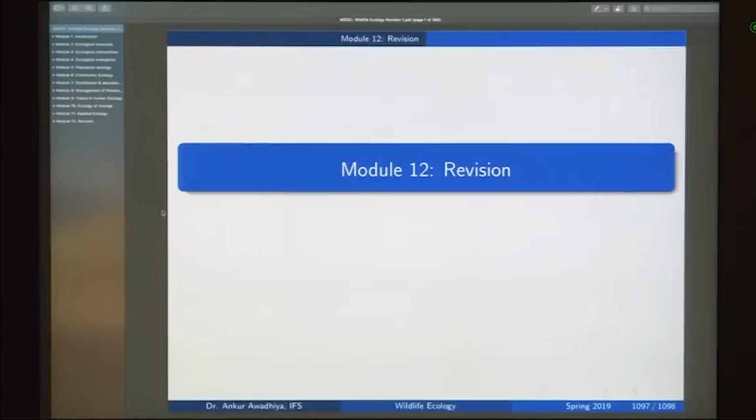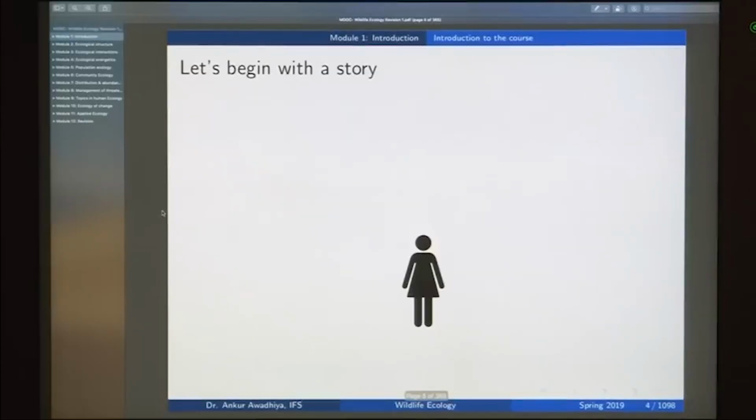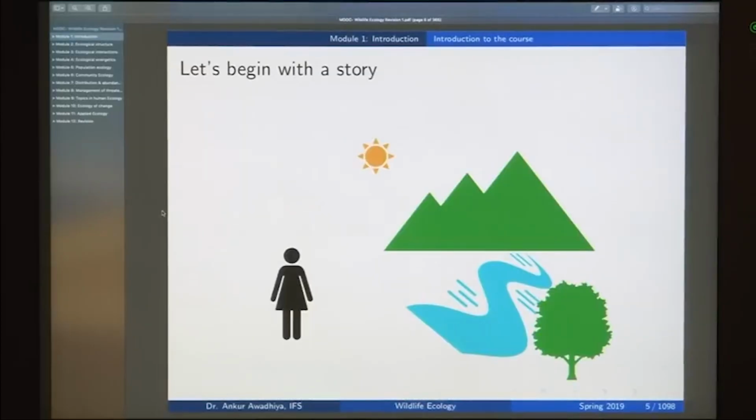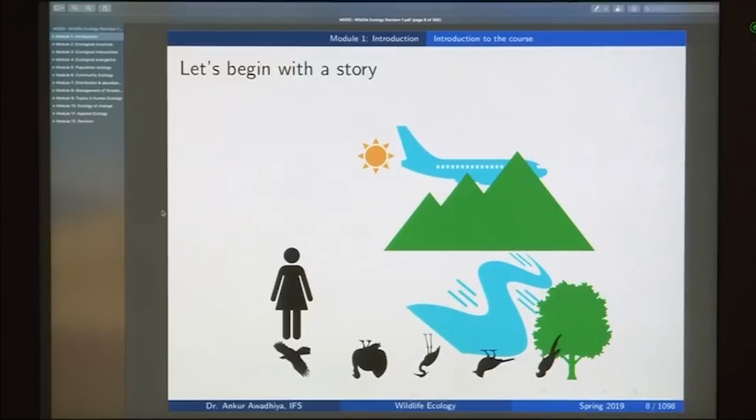Namaste. So now we have reached the end of this course, and in this module we will be having 3 revision classes. The first one is that we had started this course with an introductory module, where we had begun with the introduction to the course. We talked about this girl who was living in a particular village, and there are so many organisms around, and you also have mosquitoes, and if there is a spring and all of these organisms are dying.